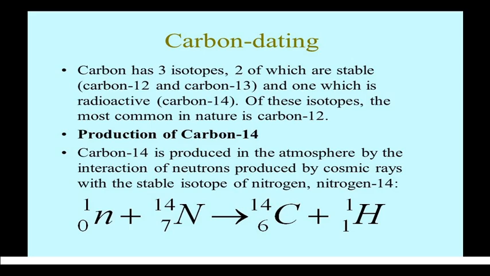This is the equation that represents the formation of radioactive carbon, that is C-6-14. Carbon 14 is produced in the atmosphere by the interaction of neutrons produced by cosmic rays with the stable isotope of nitrogen, that is nitrogen 14. So you can write the equation as n-0-1, that is neutron, on bombarding nitrogen 7-14, will give you C-6-14, that is the radioactive carbon, plus H-1-1, that's a proton.